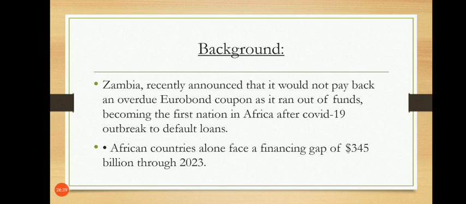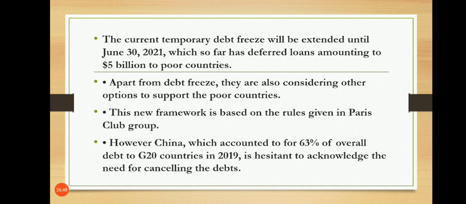Now African countries alone face a financing gap of $345 billion through 2023. Okay, however China accounted for 63% of overall debt to G20 countries.